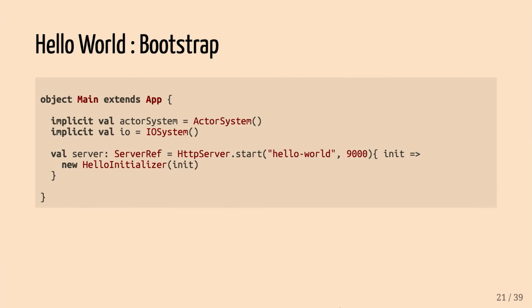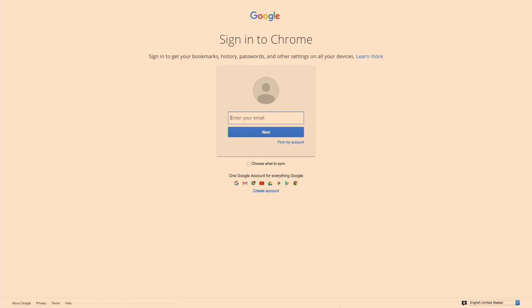And here's basically all you need when it comes to the actual Bootstrap code. You can see the first thing we do is start an actor system. And then we create something called an I/O system. This is basically the wrapper around those event loops and everything like that.